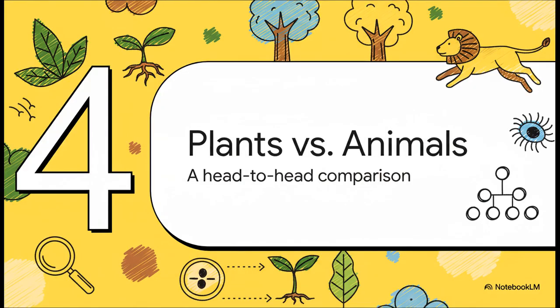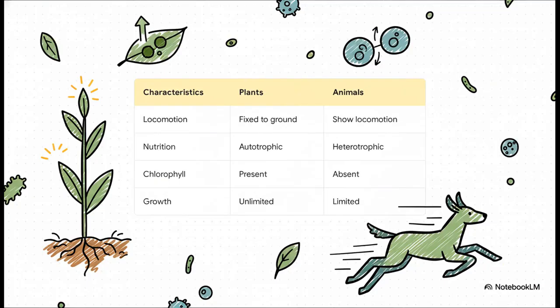Okay, so now we know the 3 big domains of life and the 5 rules they all have to follow. So let's zoom back in on the 2 groups we can actually see, plants and animals, and put them side by side. It really makes their key differences pop. When you look at it like this, it's pretty clear, right? Animals move around, plants are fixed. Plants make their own food with that green stuff, chlorophyll. Animals gotta go find theirs.